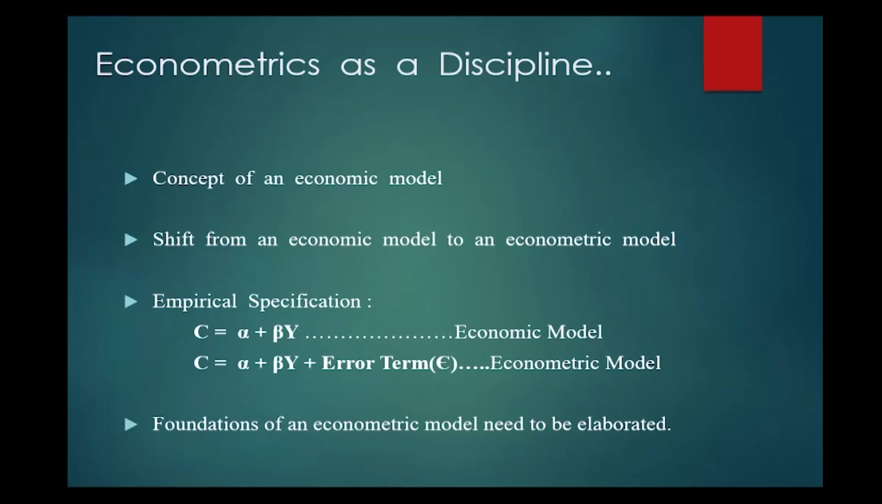For example, when we see consumption is a function of income, where it is said C for consumption and capital Y for income, it is basically an economic model. But when we move on to an econometric model, it implies the inclusion of the error term, which captures all the factors which affect the level of consumption other than the level of income. And that is the basic difference between the two.